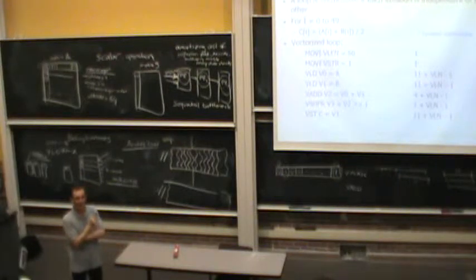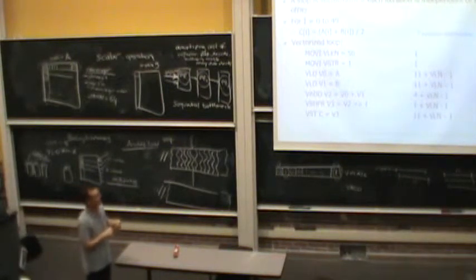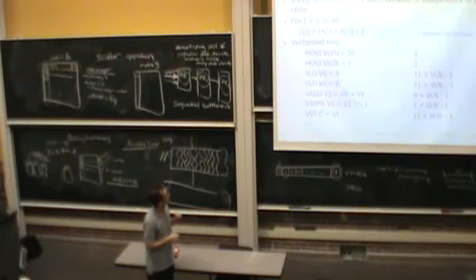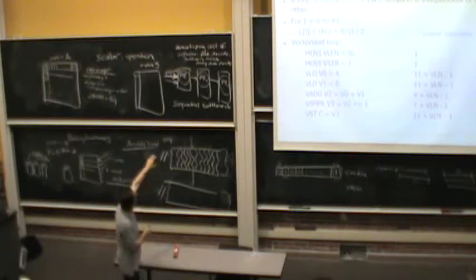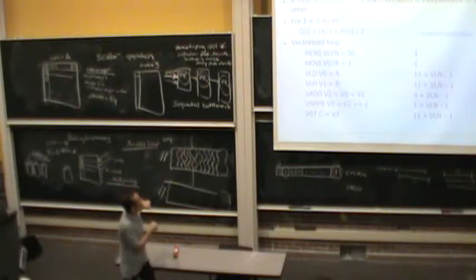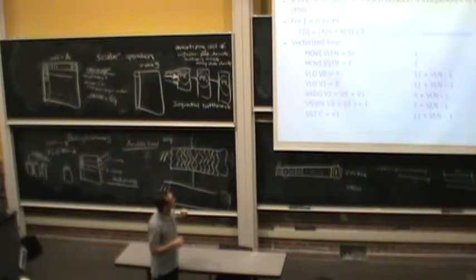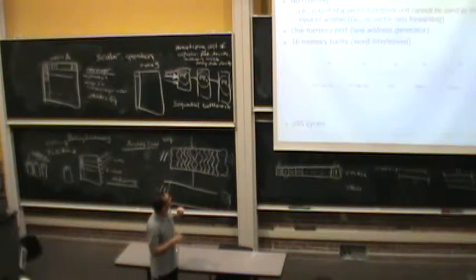So 304 dynamic instructions gets reduced to 7 dynamic instructions. You can save significant power because of just instruction control logic. You amortize the control of instruction fetch and decode. Okay, so let's see how long it takes.